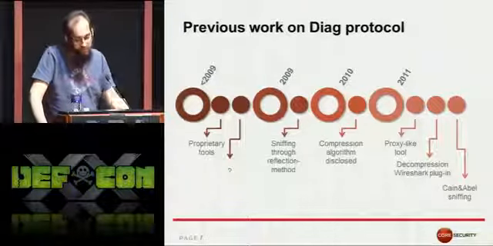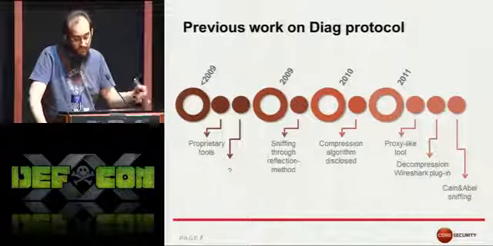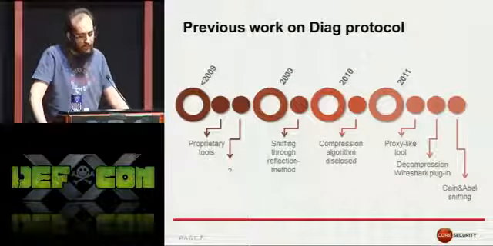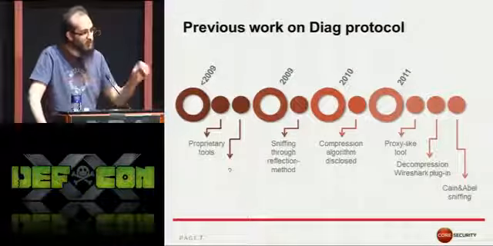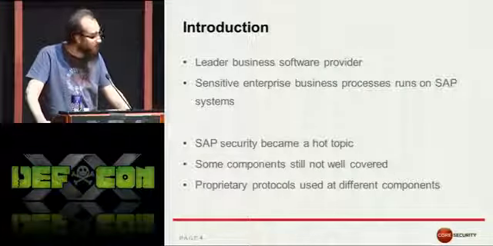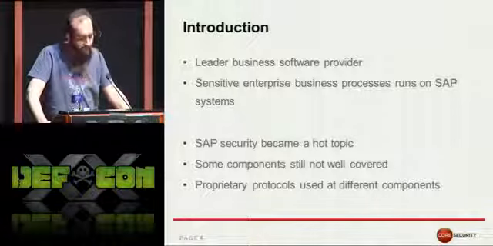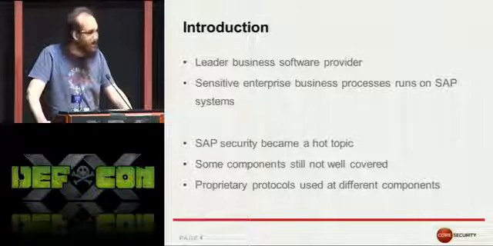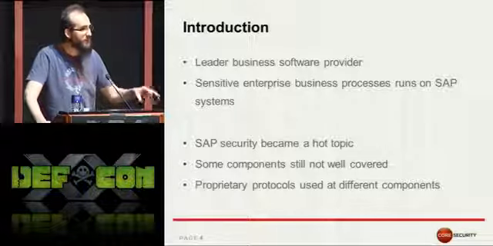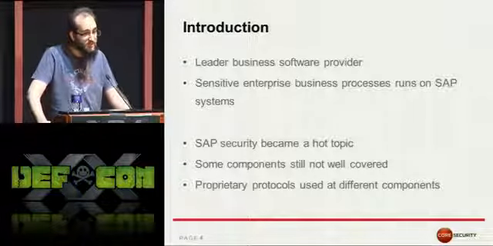More recently, in 2011, there was a lot of work on the protocol. The main and most interesting one is a proxy-like tool released by Zenpost. SAP is a company based in Germany that is the leader business software provider, and most of the large enterprises run their most critical processes on SAP systems.